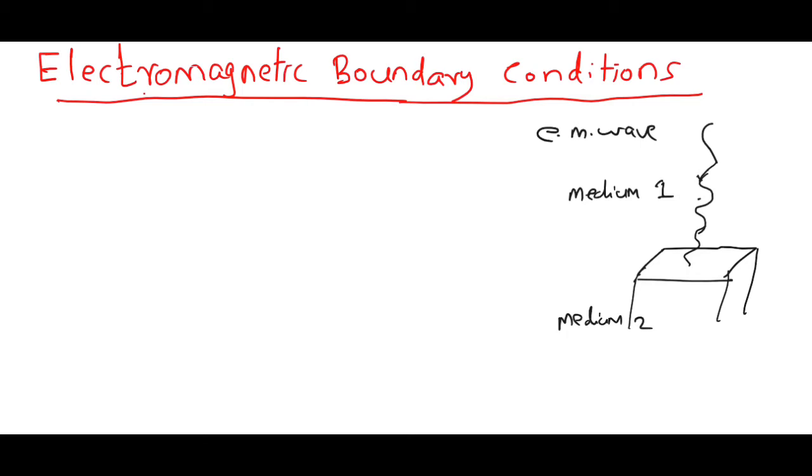So this electromagnetic wave has an electric field and a magnetic field. When the electric and magnetic fields hit the second medium, some part will be reflected and some part will be transmitted. That is the medium one.